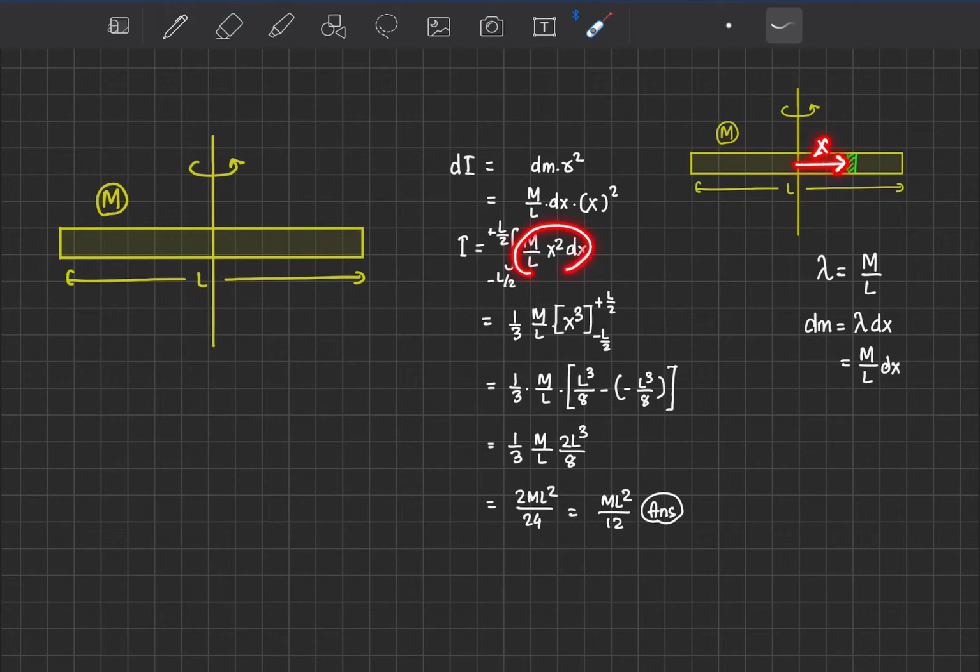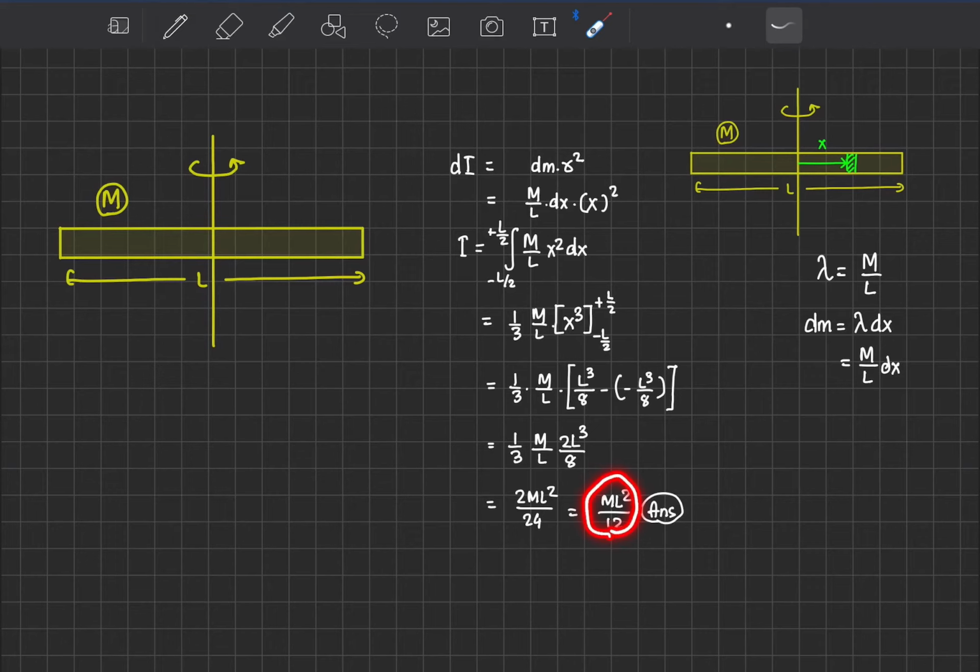Now we will integrate it from minus L by 2 to plus L by 2 here. So our limits are minus L by 2 to plus L by 2. So it is the exact same integration as the previous case, but here the limits will be different, and this gives us ML square by 12 as the answer.